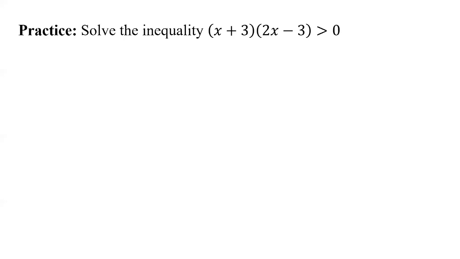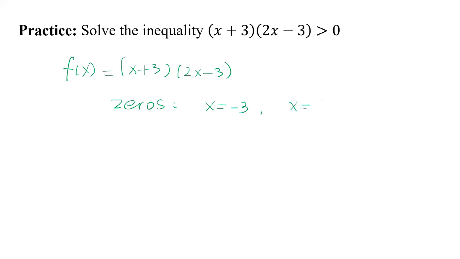All right, have you finished? Okay, let's have a look at how to solve this. This is actually a quadratic inequality. So first of all, we can let f(x) be (x plus 3) times (2x minus 3), right? And it can be seen that the roots are x equals minus 3 and x equals 3 over 2, right? And both of the zeros have order 1.